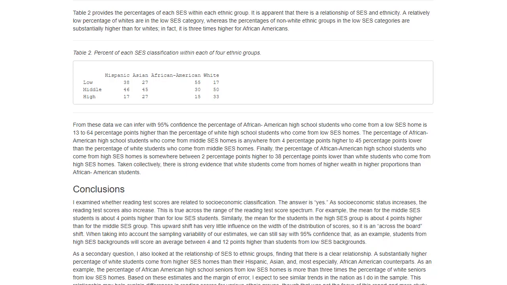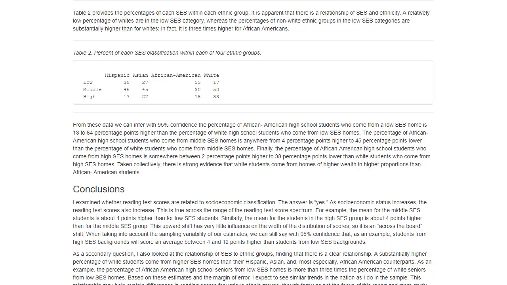Now there are a couple things that are obvious here. One is certainly we can say that more African American students come from low SES than white students, but also notice that in terms of saying how much more, that's a pretty broad confidence interval. It could be 13 percentage points higher, or it could be as high as a whopping 64 percentage points higher. That's because we have low sample size.